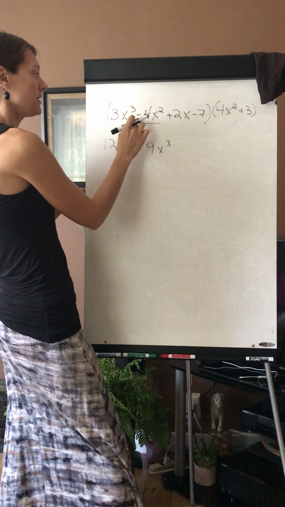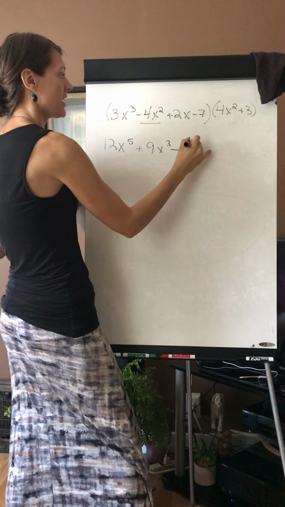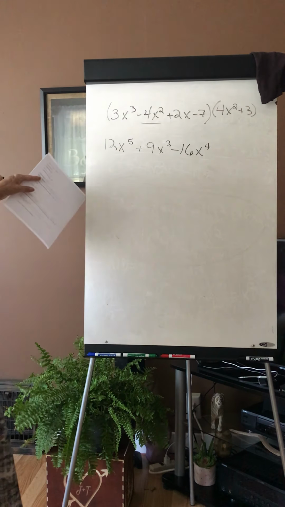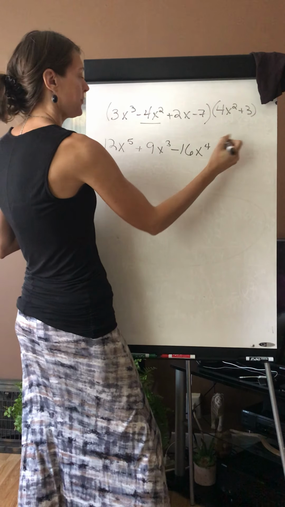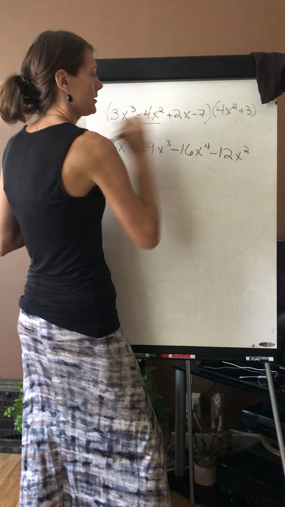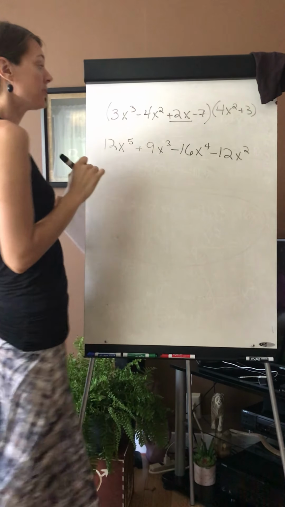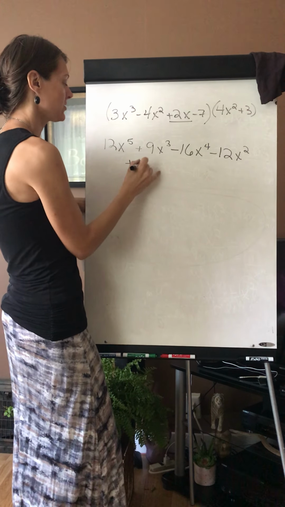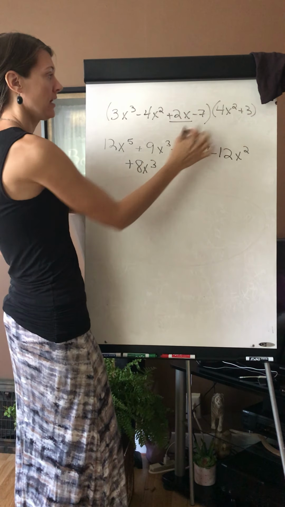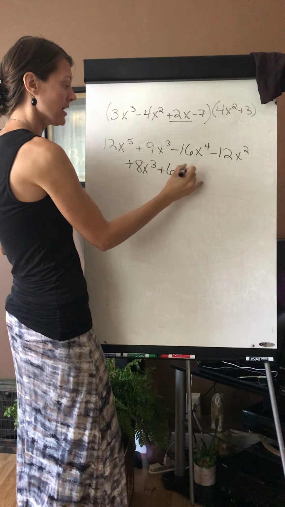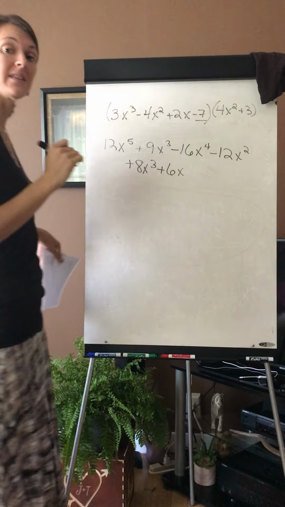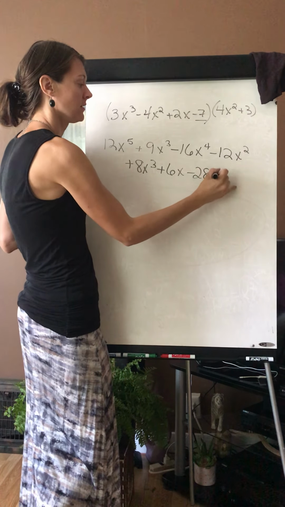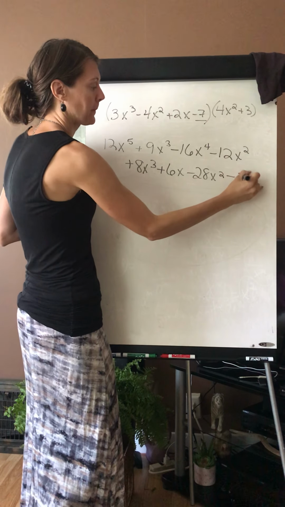So including that sign, negative 4x squared times 4x squared, that's negative 16. X squared times x squared, when I add the exponents together, we get x to the 4th. And then times the 3 is negative 12x squared. And then we'll move on to the third term, which is positive 2x. So 2x times 4x squared is positive 8x cubed. And then times the 3, we get positive 6x. And then lastly, we'll move on to the constant, negative 7. So that'll give us negative 28x squared, and then negative 21.